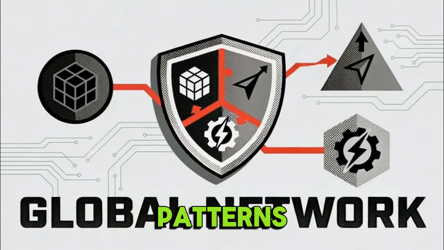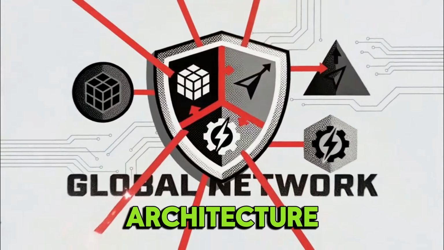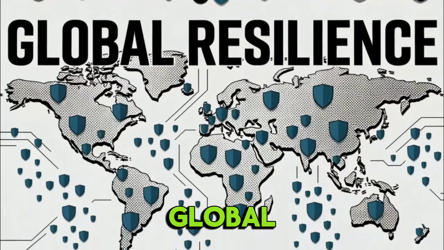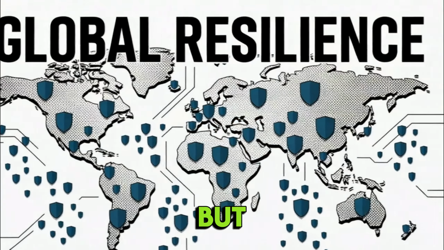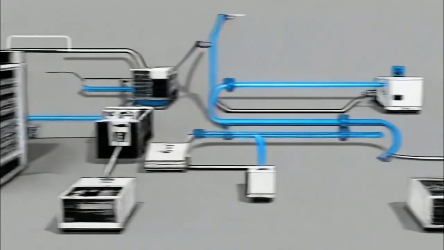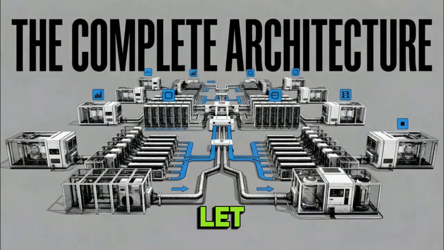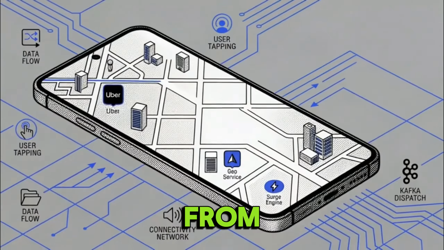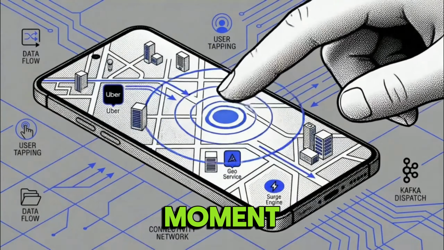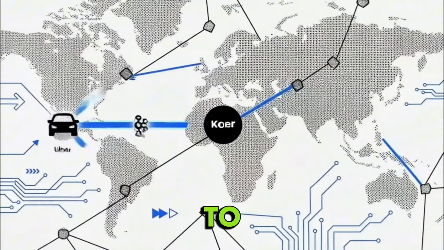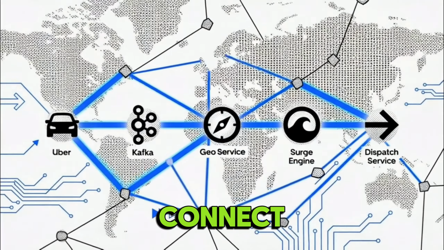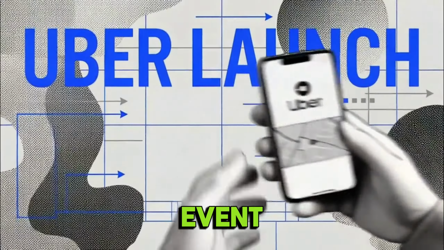Together, these three patterns are what makes Uber's event-driven architecture operationally reliable at global scale. Not just functional, but genuinely production-hardened. The complete architecture. Now, let me walk through the entire system, from the moment a rider opens the app to the moment they rate their driver. This end-to-end view shows you how all the pieces connect into one unified, event-driven system.